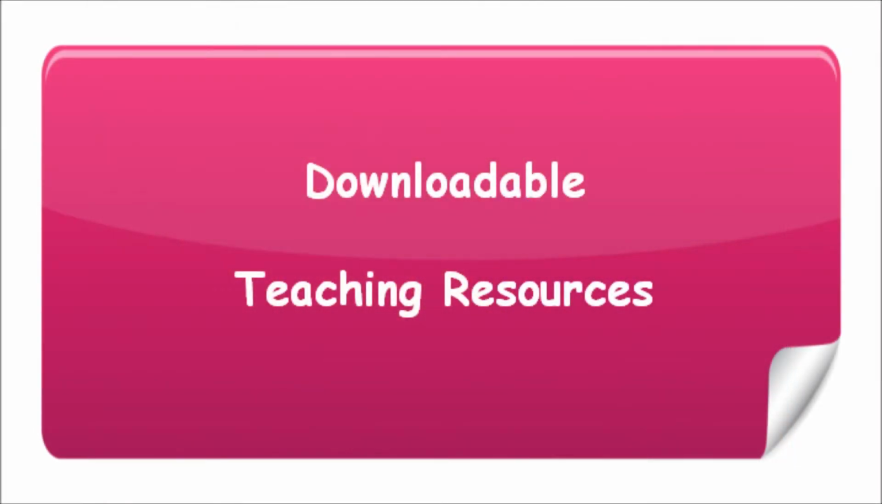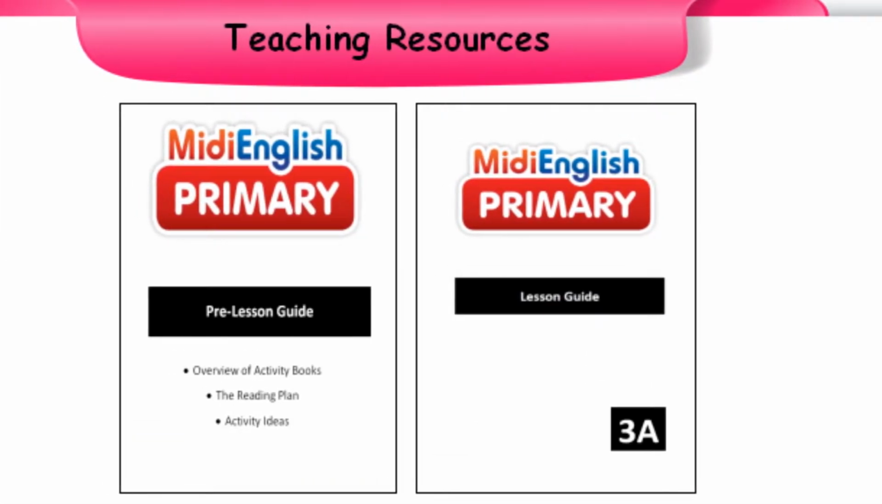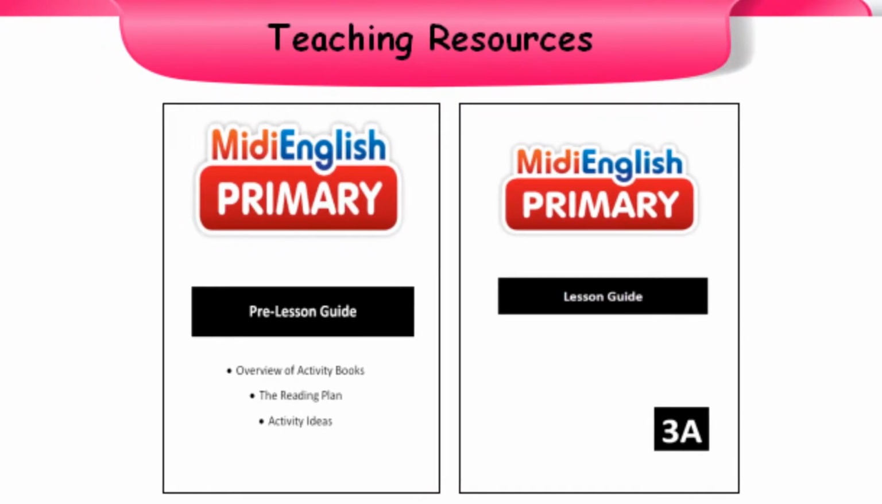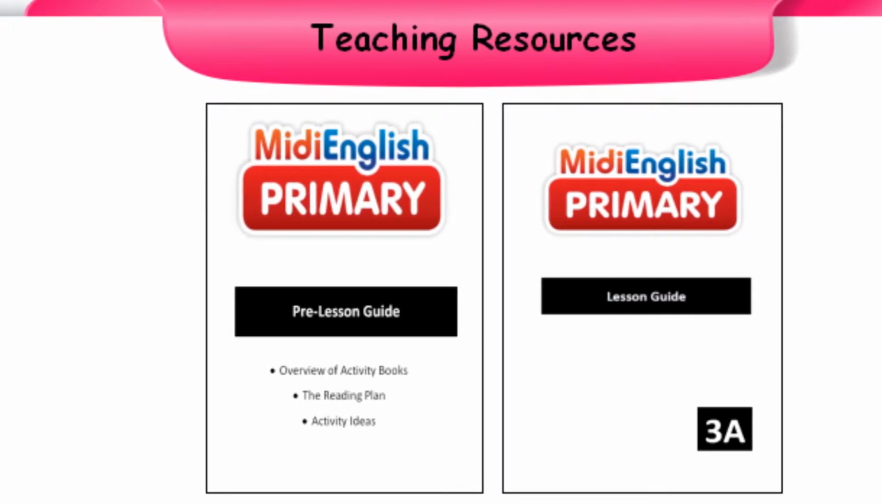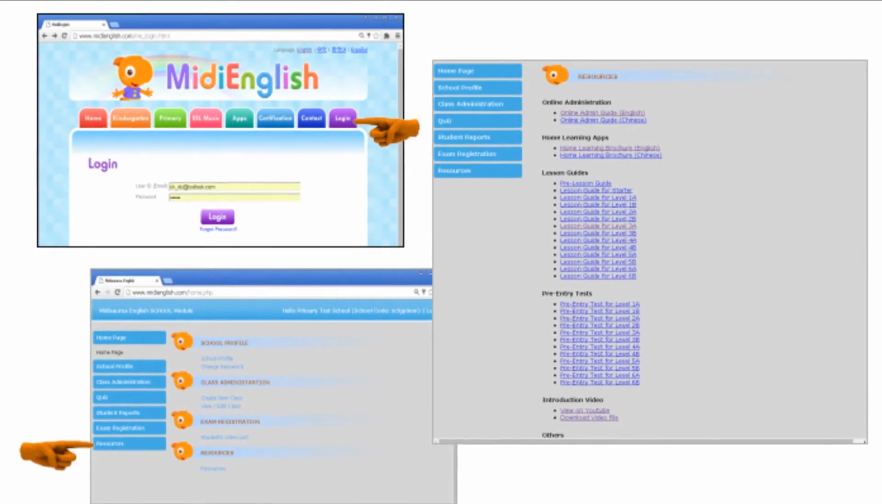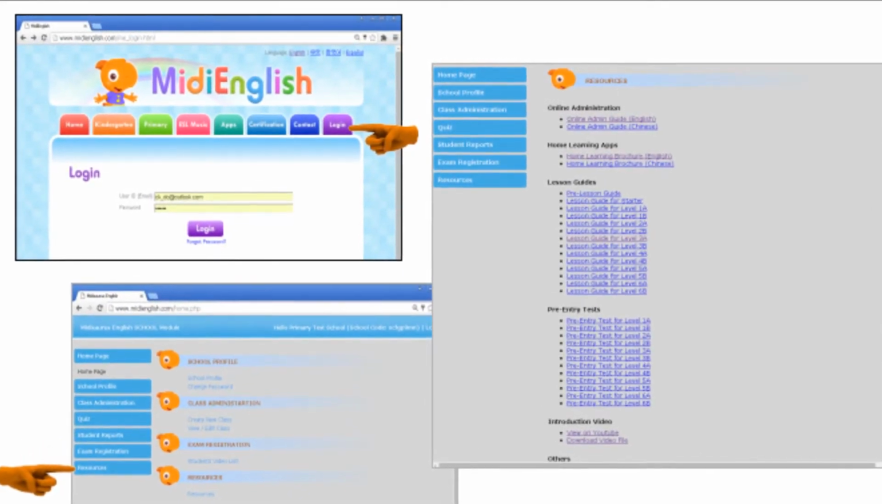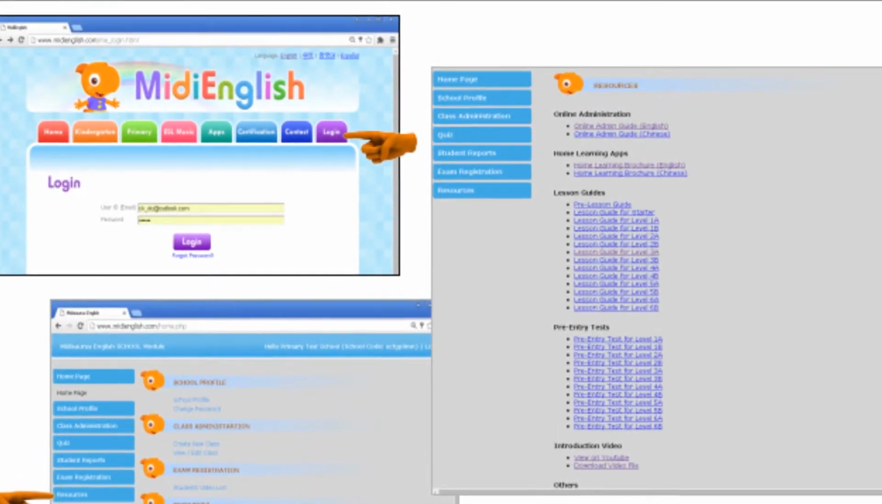Downloadable teaching resources. For more information about how to conduct a specific lesson, refer to the individual lesson guides and the pre-lesson guide with activity ideas and a suggested reading plan. They are available for download on the MidiEnglish website's resources page after the teacher's login. Teachers can also find the program scope and sequence, word lists, and pre-entry tests on the same webpage.